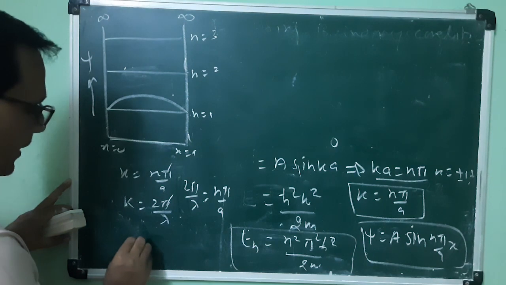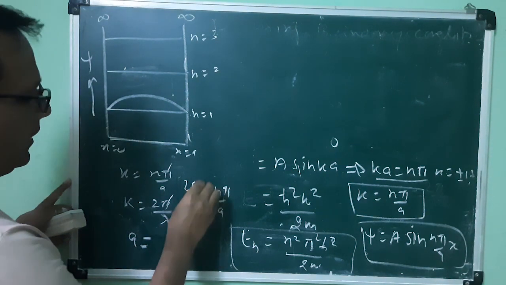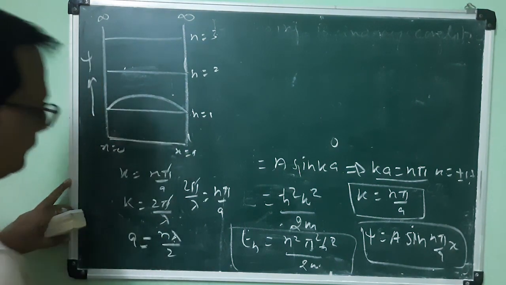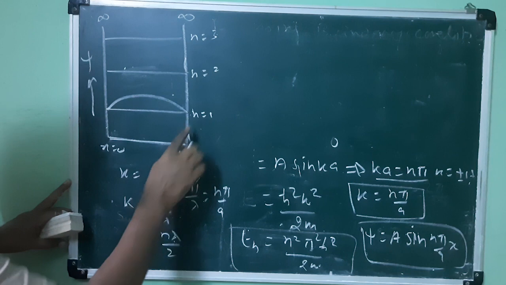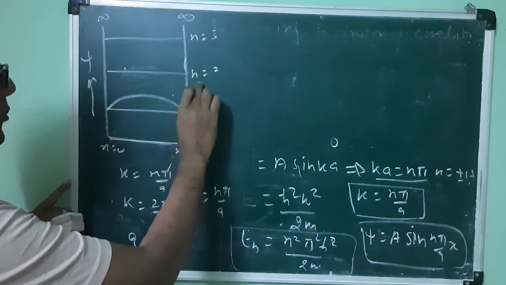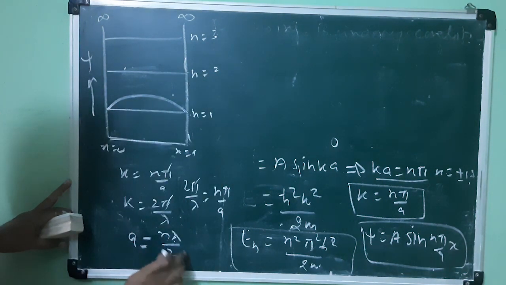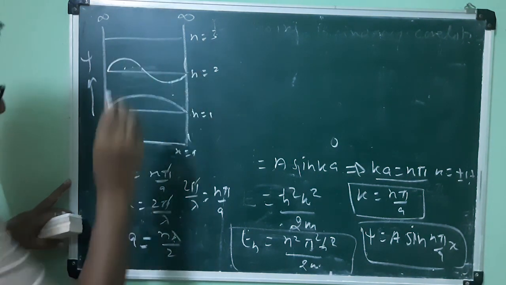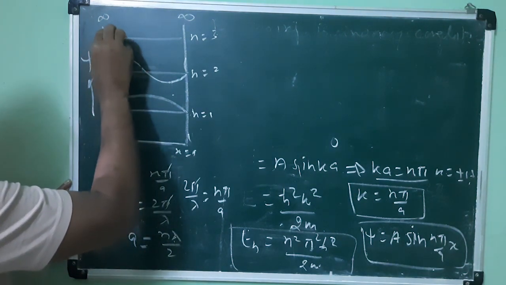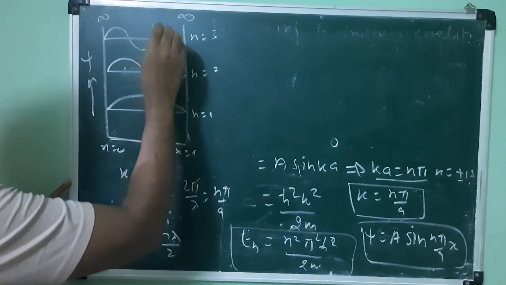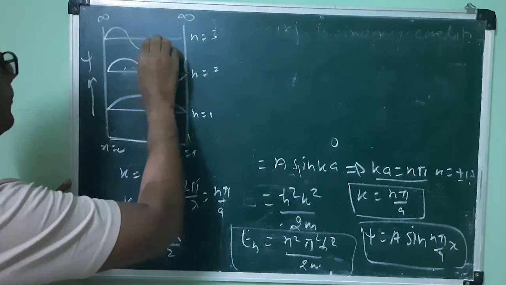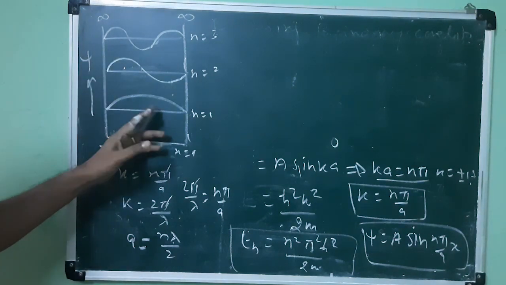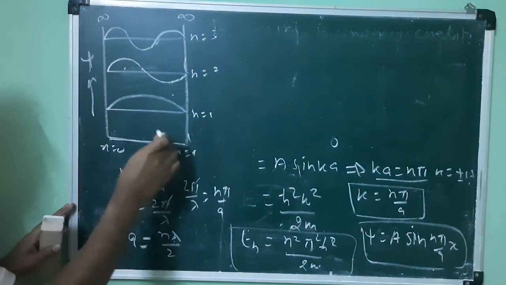So a is equal to n lambda by 2. When we put n equal to 1, this is half lambda. When we put n equal to 2, that is equal to lambda. And when we put n equal to 3, we will have three half wavelengths, like that. So we can easily plot this wave function psi for different values of n.